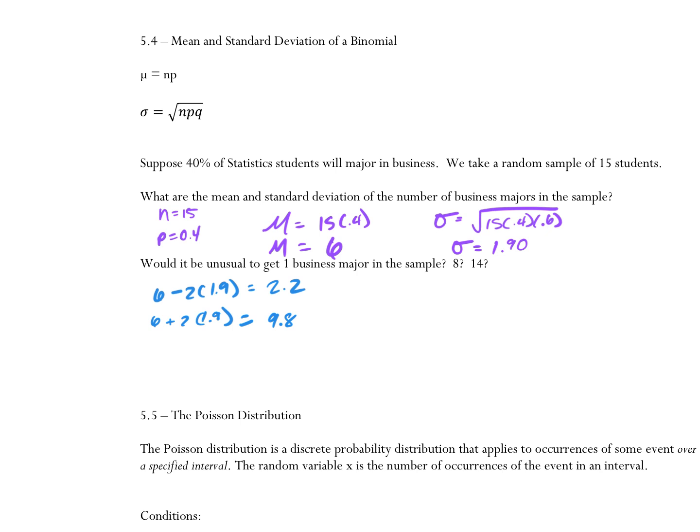So would it be unusual to get one business major? Yeah. So one is unusual. What about 8? 14? Everybody good? Cool.